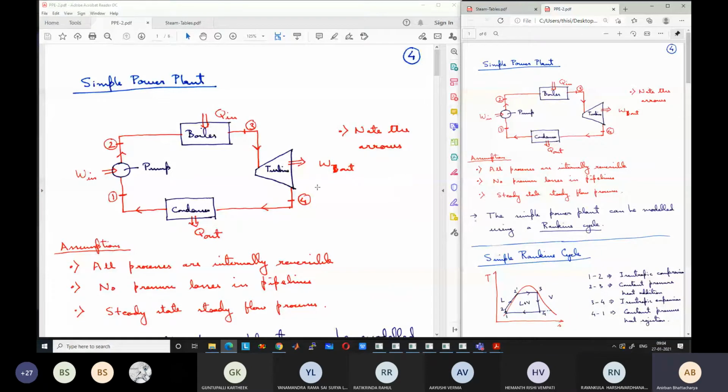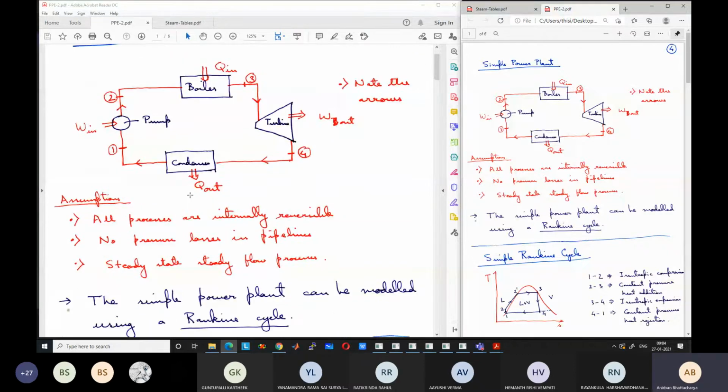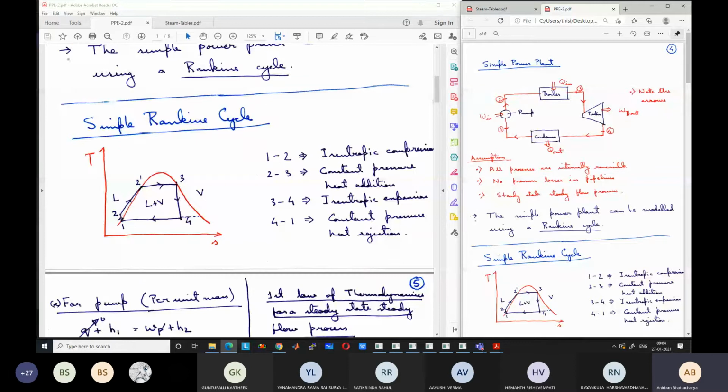So we have discussed about Rankine cycles and we saw that there are four important processes in Rankine cycle. These processes were isentropic compression from 1 to 2, constant pressure heat addition from 2 to 3, isentropic expansion from 3 to 4, and constant pressure heat removal from 4 to 1.